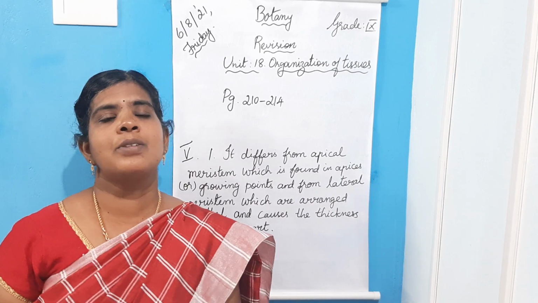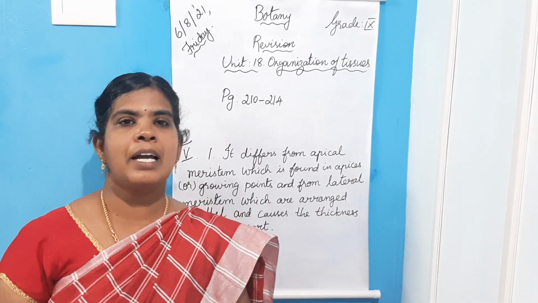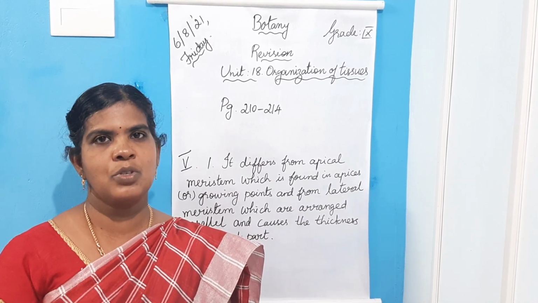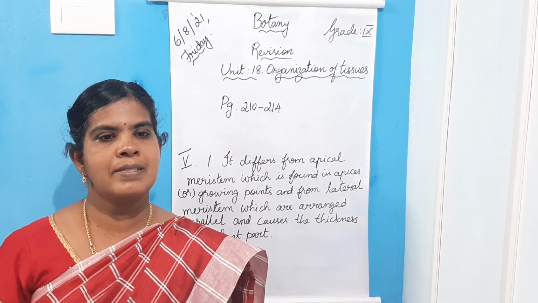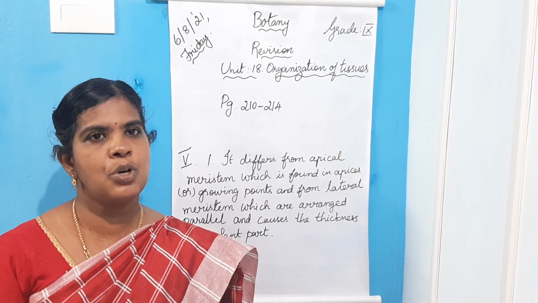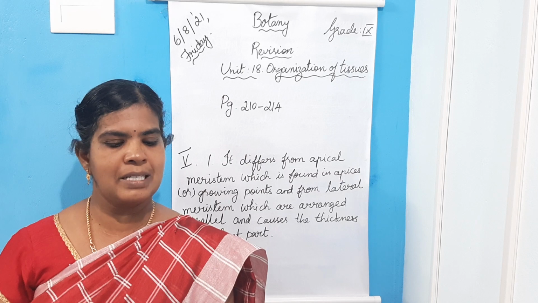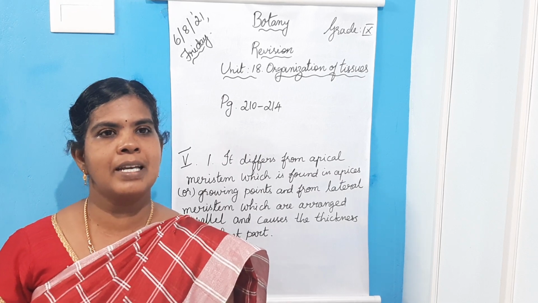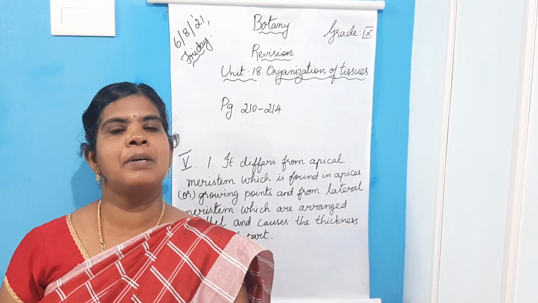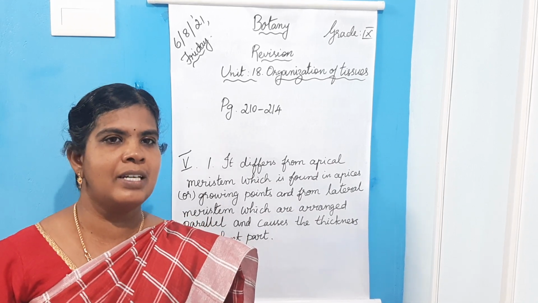Next question. Name the types of plant tissue. First one is meristems or meristematic tissue. Second one is permanent tissue. Then, define meristematic tissue.